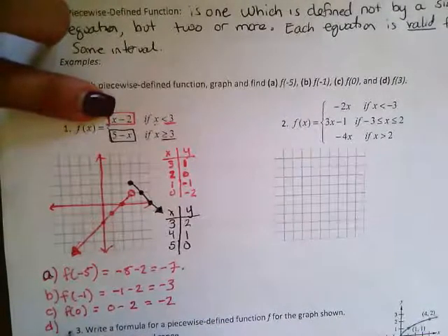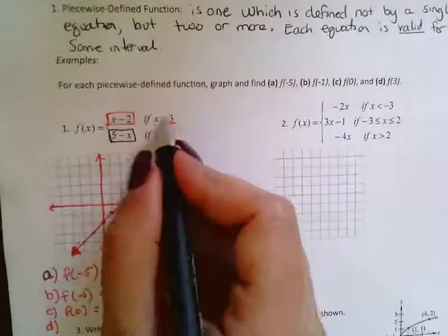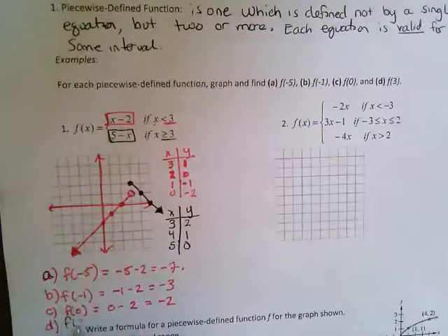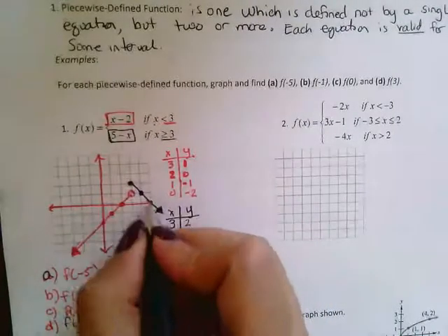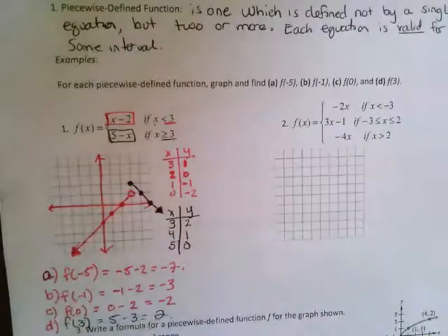And then d is f of 3. So for f of 3, we're not going to use this top one because here 3 is not included, but 3 is included in that second piece, so it's going to be 5 minus 3, which is 2.